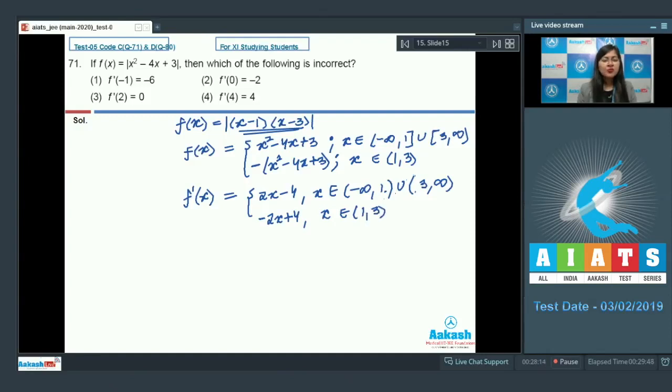So now we will check all the 4 options, right? Firstly, let us find the value of f dash minus 1. Minus 1 is falling in the first range, that is this one. So this will be equal to 2 into minus 1 minus 4, that is equal to minus 6. So this one is correct. Similarly, we will find the value of f dash 0, which is also falling in the same category. So this is equal to 2 into 0 minus 4, that is minus 4. But here it is given minus 2, so this is incorrect, right? Similarly, the other 2 options can also be checked.